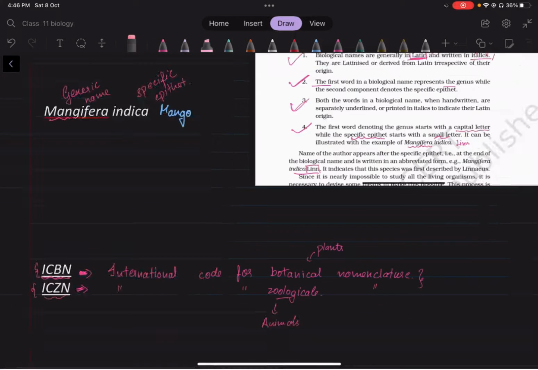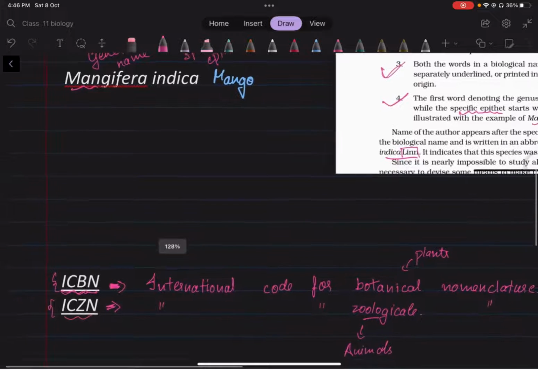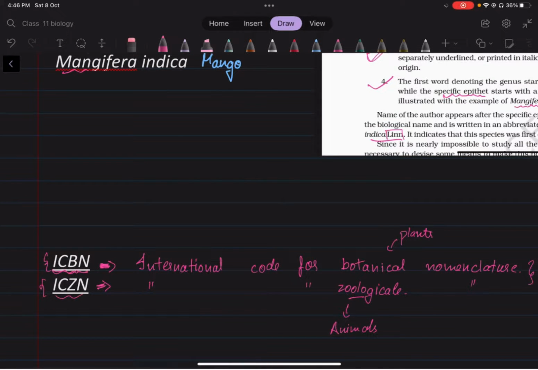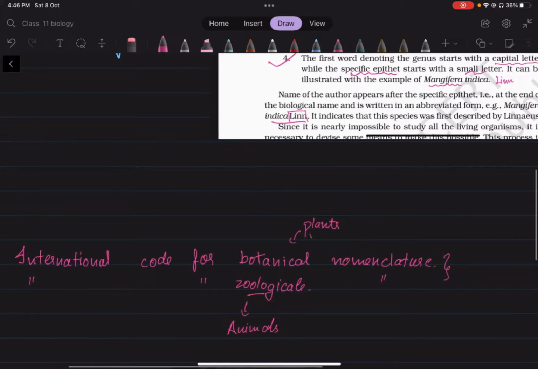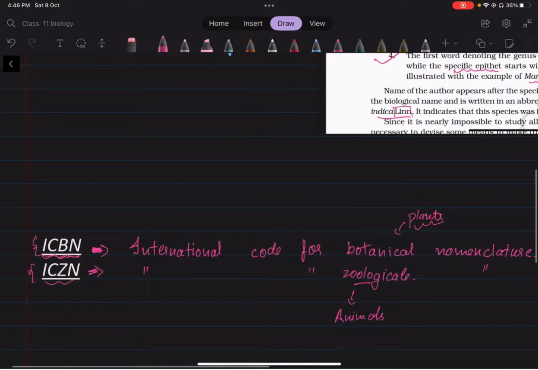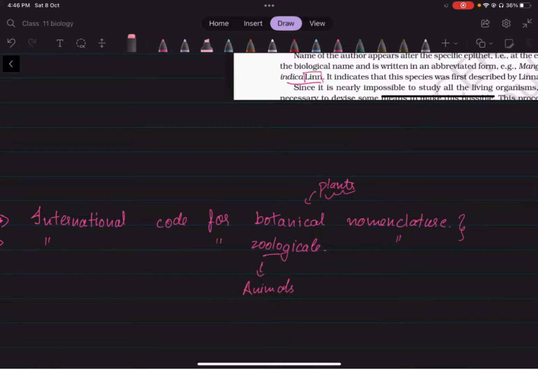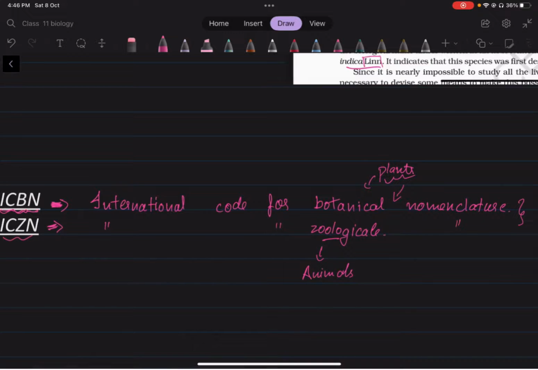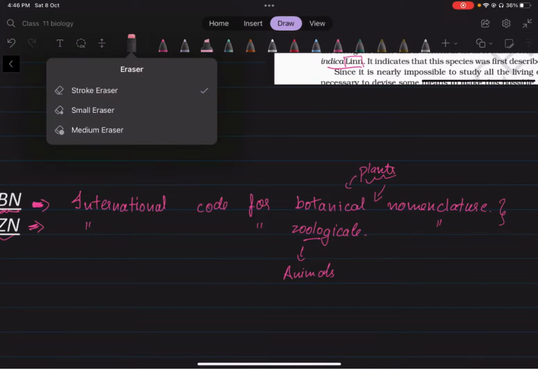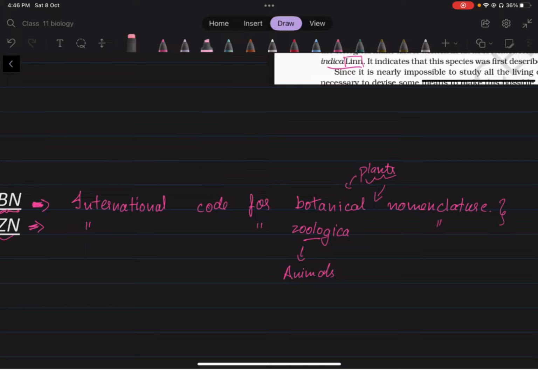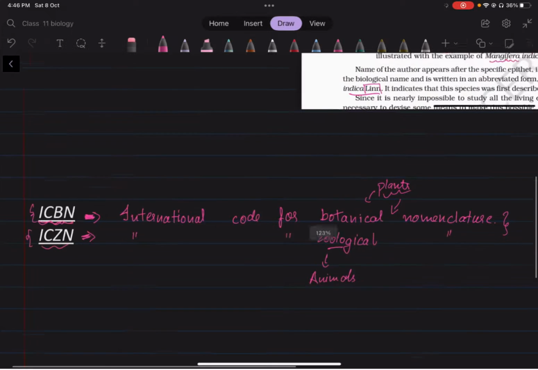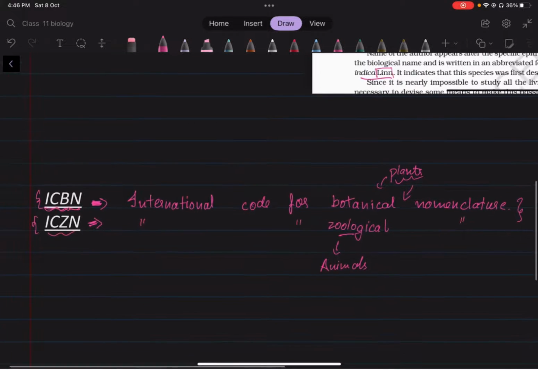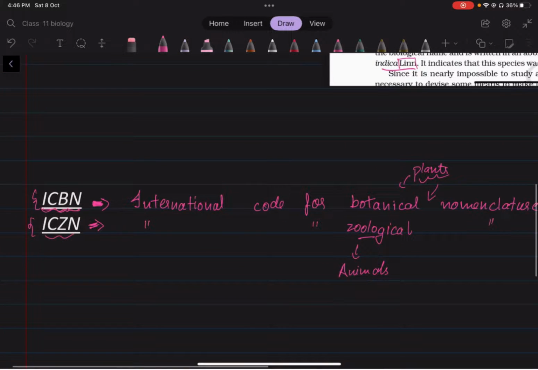And next, as I was telling you, the scientists devised a particular code, a set of all the scientific names of plants. They put that in the ICBN, which means International Code for Botanical Nomenclature. That means all the plant scientific names will come under this code. And ICZN, which is the same thing, is the International Code for Zoological Nomenclature. That means all the animal scientific names will come under this, right? So they have devised these codes to keep all the names organized.